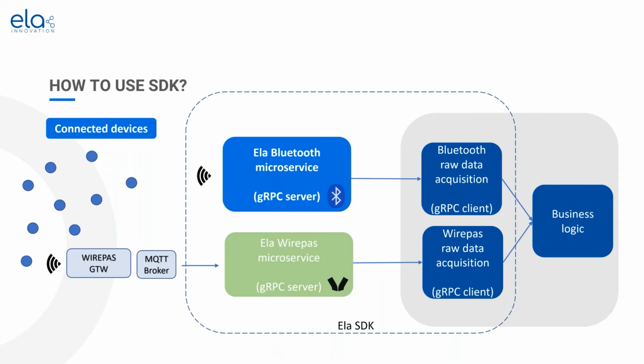The main point to look for is that the SDK is comprised of 2 microservices, actually: a Bluetooth microservice and a Wirepas microservice. You can deploy a server and you can create a client that will call the server. This is what we're going to show you in the next 2 demos. And Mathieu will start with the Bluetooth microservice.